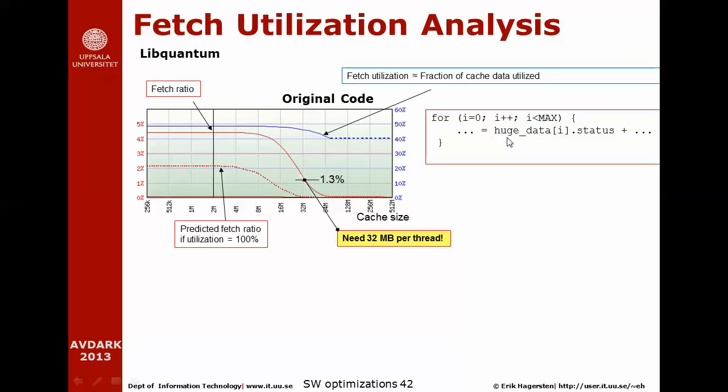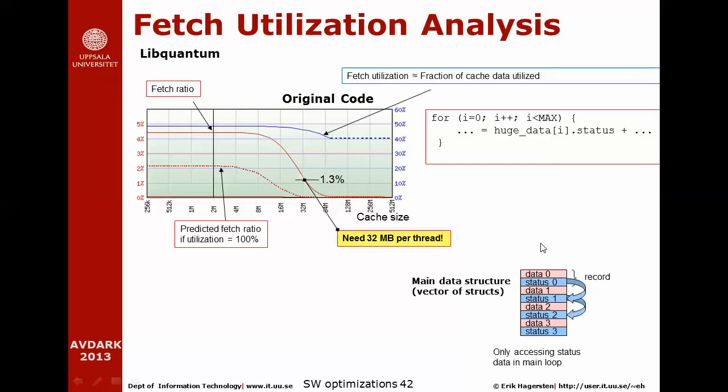We looked at the problem spot that we found. We have some huge data structures, a vector of structs, and we access only one member of that struct. This is what it looks like. First, you have some status value for the first member of the vector, and then you have the data value and some status value for the second element. And these accesses will go like this in this very popular loop.